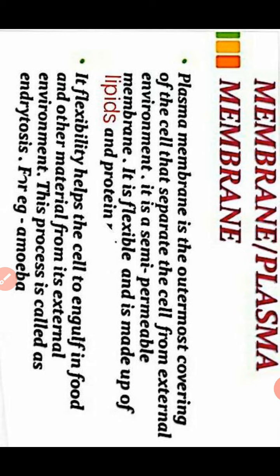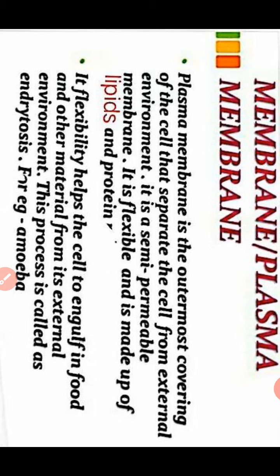It is flexible, so it can change its shape. It makes the cell able to engulf food and other material from its external environment. So it helps to catch food from the external environment. In some organisms this process is called endocytosis. See, here is a spelling mistake. It is endocytosis, E-N-D-O-C-Y-T-O-S-I-S. Endocytosis in amoeba. All of you know what amoeba is. Amoeba is a unicellular organism and it does not have a definite shape.